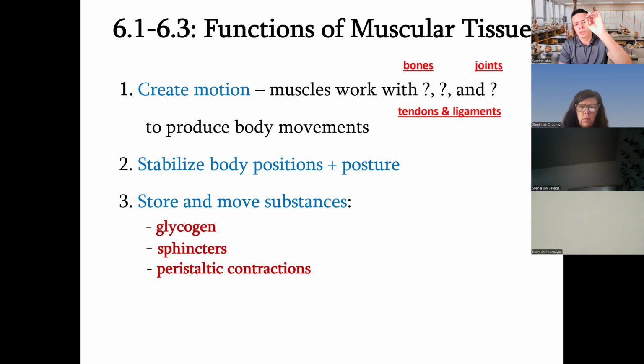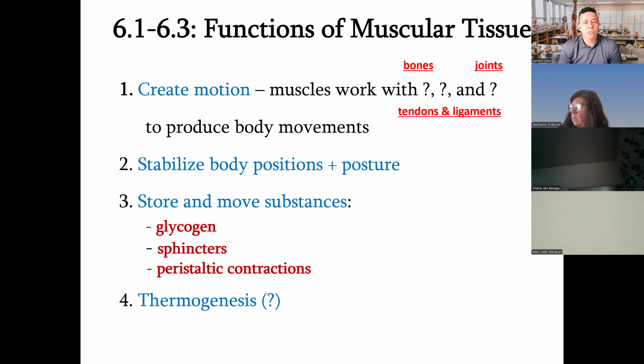So sphincters are circular muscles, smooth muscle, that control the passage of food through the digestive tract. And finally, our muscular tissue is also involved with something called thermogenesis. What does that mean, thermogenesis? Genesis means to create. If you had read your Bible, you know what Genesis means. Thermo means heat. So thermogenesis is the generation of heat.